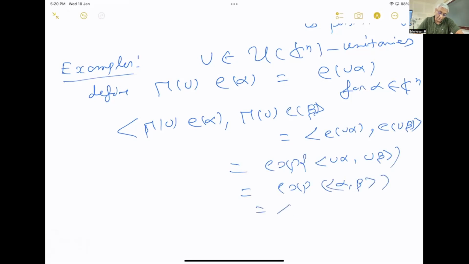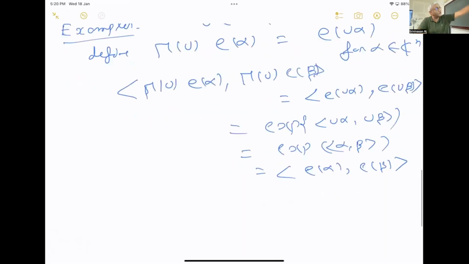And this is equal to E of alpha, E of beta. Because the exponential vector satisfies that inner product condition, it will follow. So this is defined on a total set of vectors. Exponential vectors are a total set of vectors, and on a total set of vectors, this gamma u preserves the inner product. So you can extend to the whole L2.